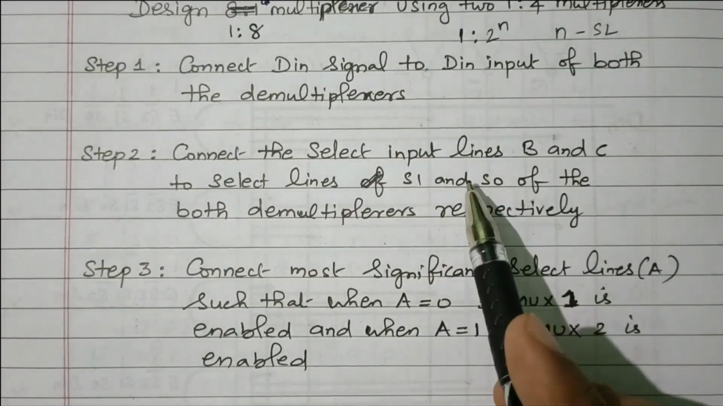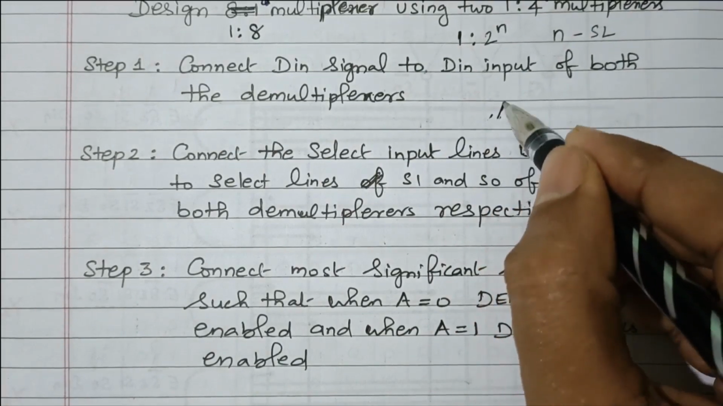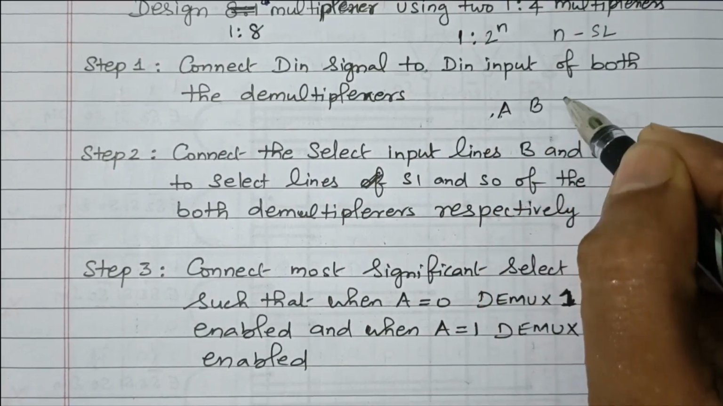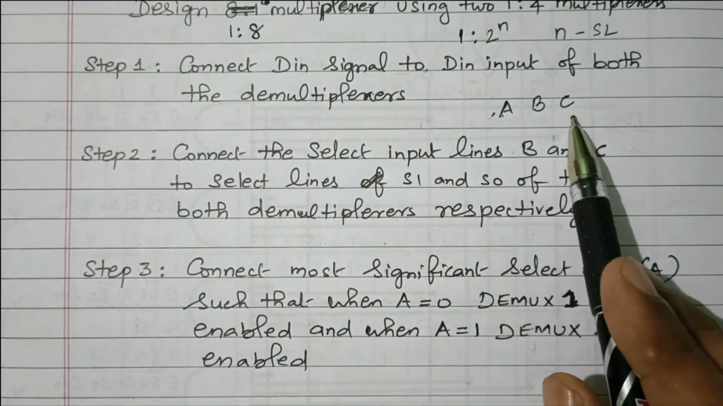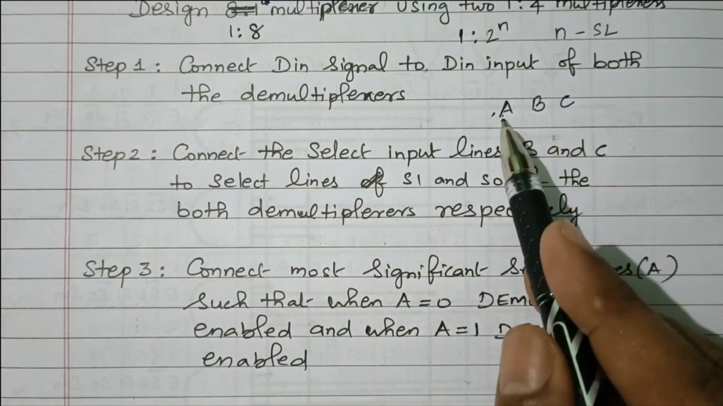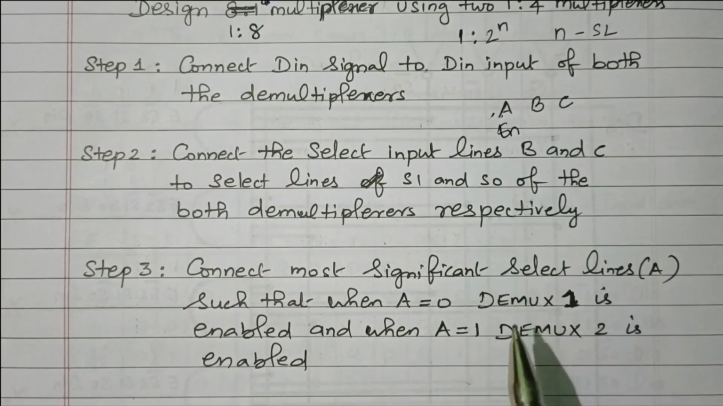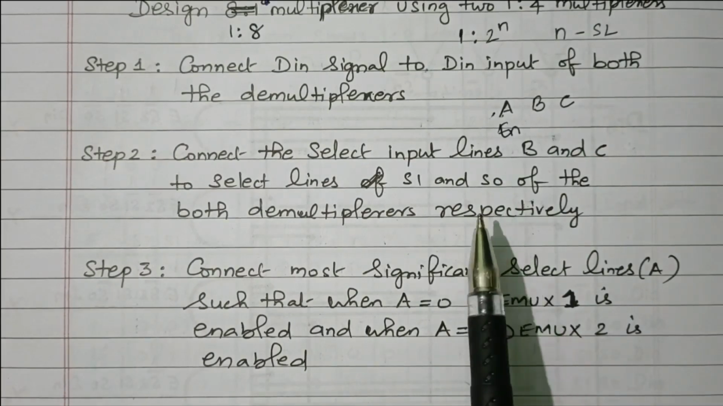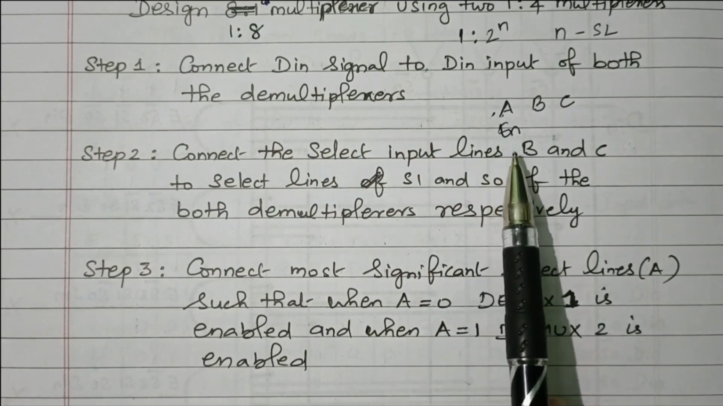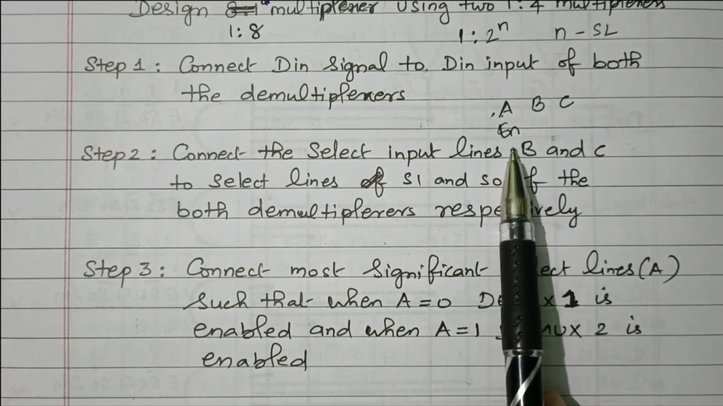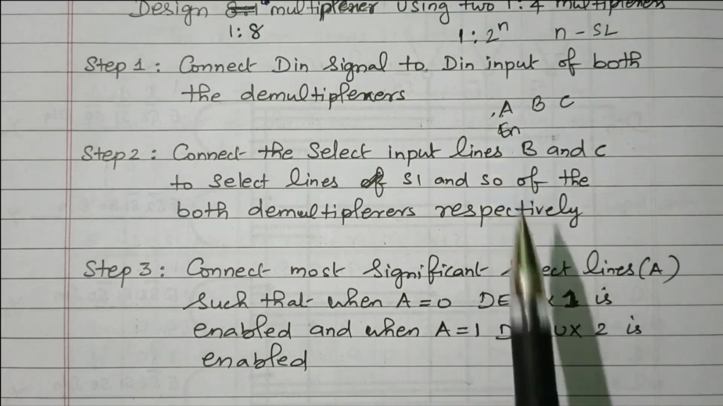Now we'll see the selection lines. So there are 3 selection lines for 1:8 demultiplexer. Let us consider the 3 signals A, B, C. So this is the most significant bit, and this is the least significant bit. This most significant bit is used for enabling the demultiplexer. Because we have two 1:4 demultiplexers available, we need to enable one demultiplexer at a time. Another demultiplexer is disabled.